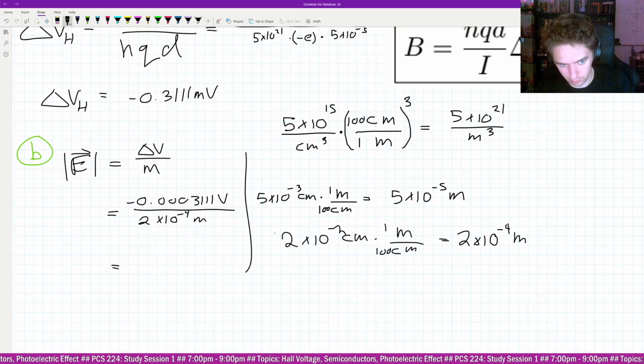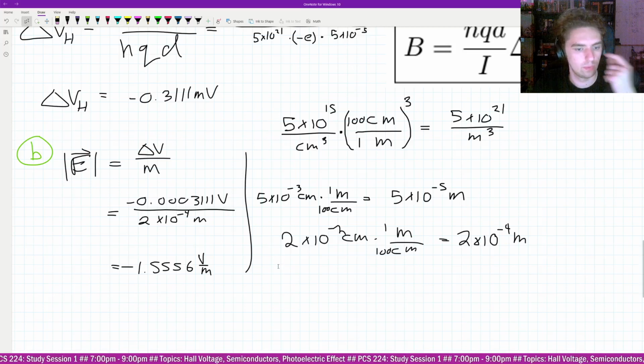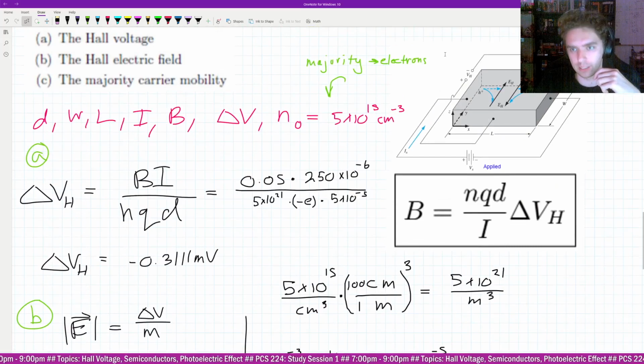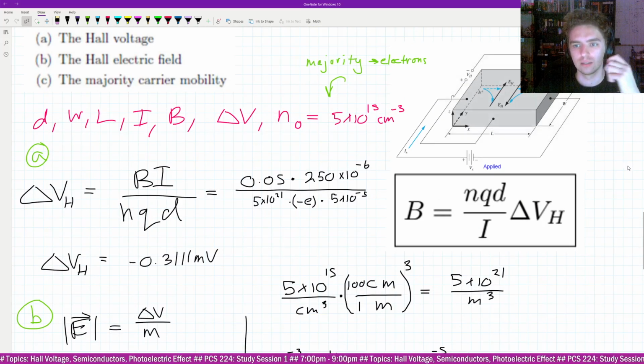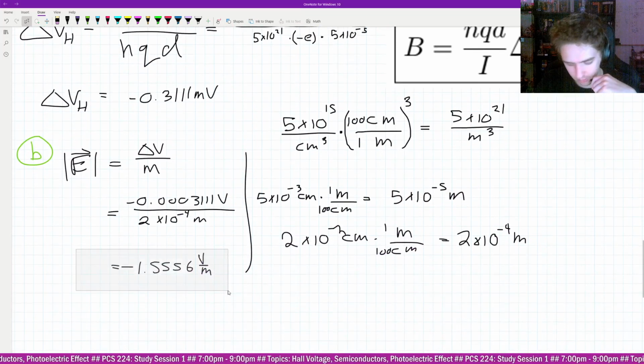So negative 0.0003111 over 2 times 10 to the negative 4. I get negative 1.5556. So it wouldn't always be the width, right, for a Hall voltage device? Well, it'll always be W in this picture. Yeah, in this specific picture. Okay. Right? Yeah. That's not the answer, strangely.